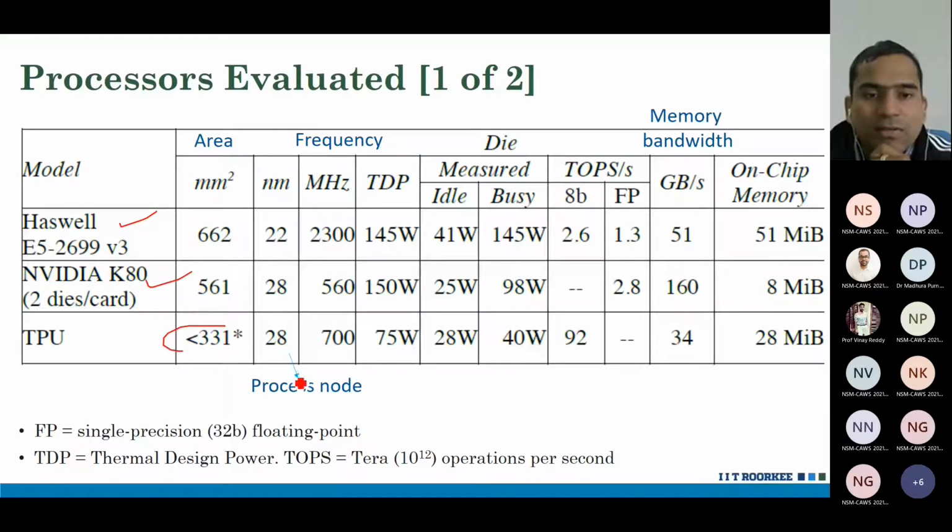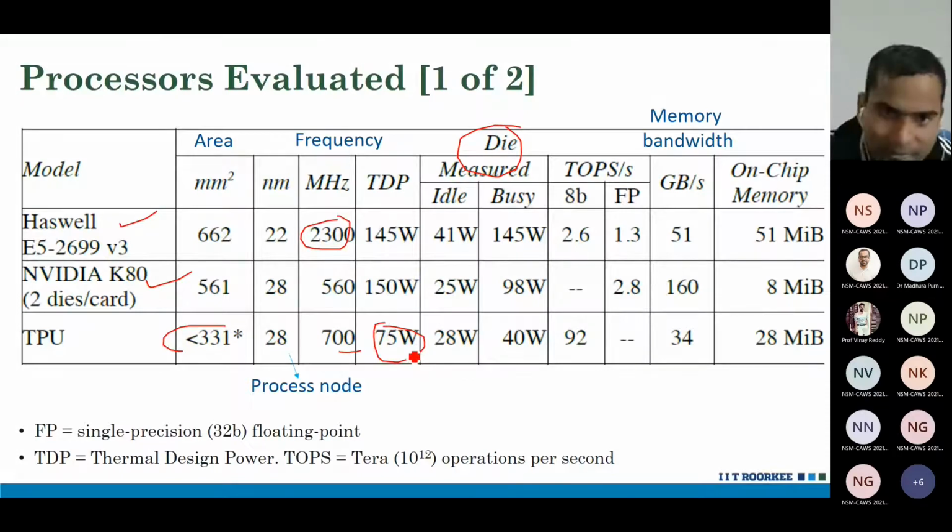This is the process node, 28 nanometer. Frequency: CPU uses very high frequency, CPUs are well known for that. Here the frequency is very low. So this is at the die level. Now the TDP is very small, just 75 watts. In fact, this is the peak theoretical power consumption, but the actual power consumption is just 40 watts, which is really commendable. Here it is 145 watts. In GPU it is 150 watts.